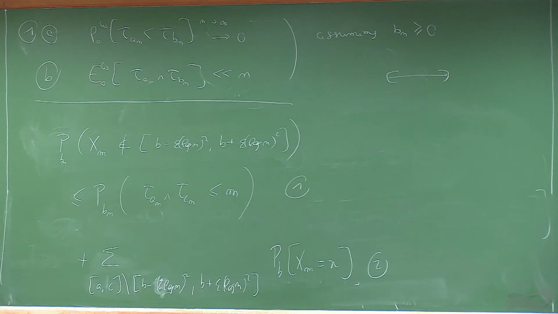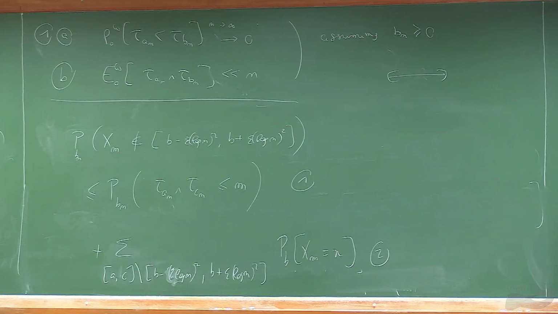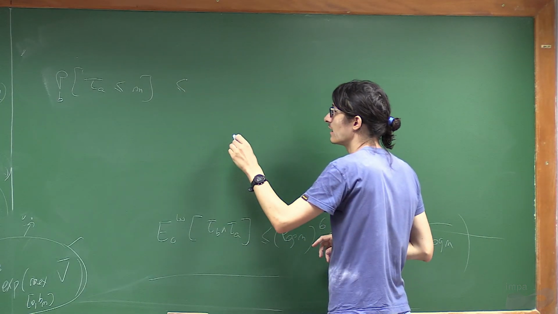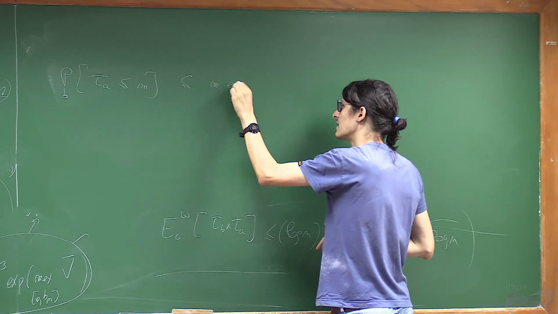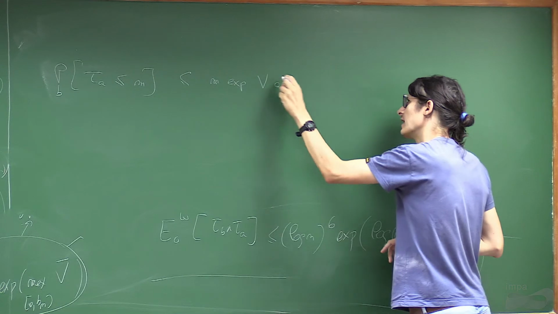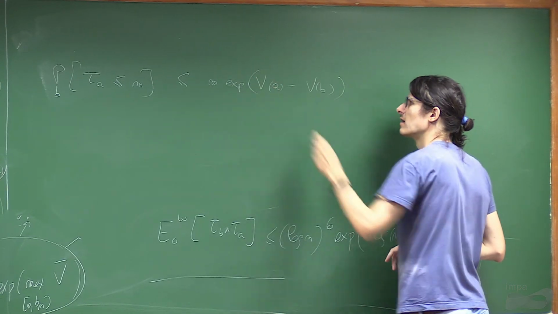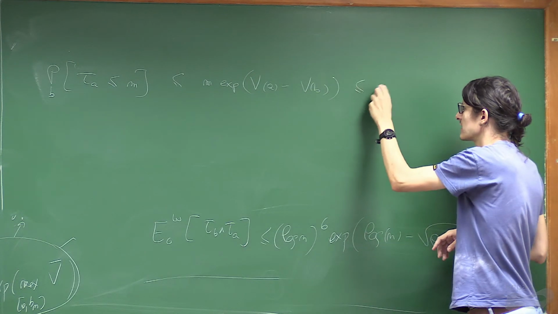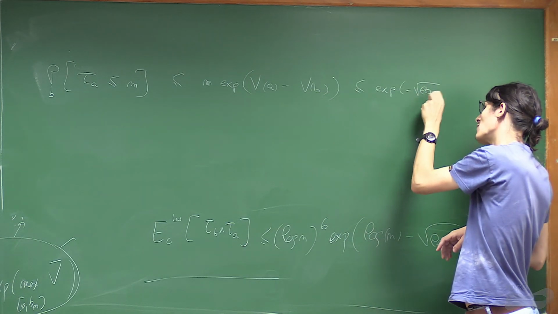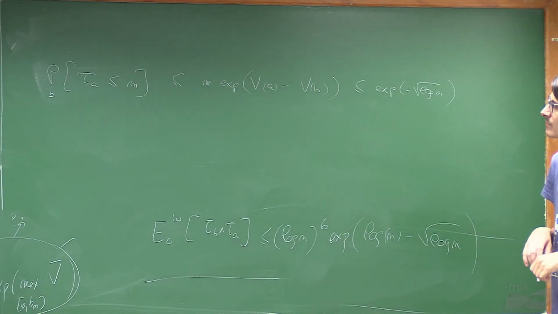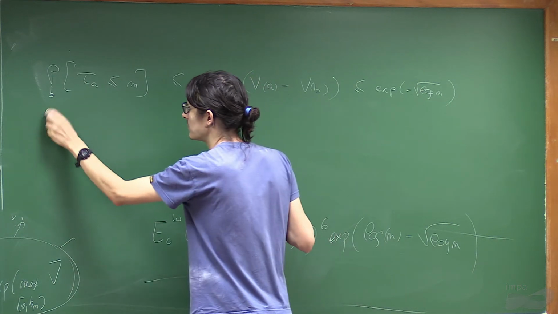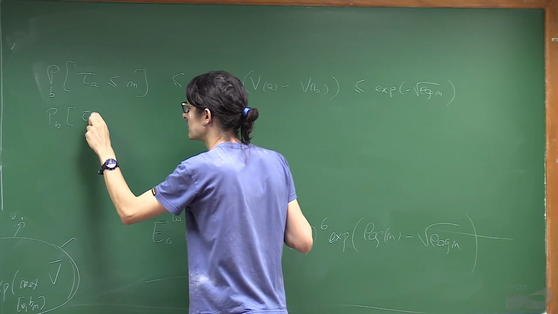Well, I already know from last time that the probability that tau_A is smaller than m, starting from B, well, this is smaller than m exponential of minus (V_A minus V_B). Okay, and this is smaller than exponential of minus square root of log n. Okay, and the same for P_B of tau_C smaller than m.